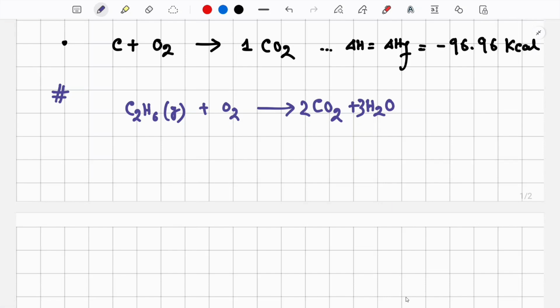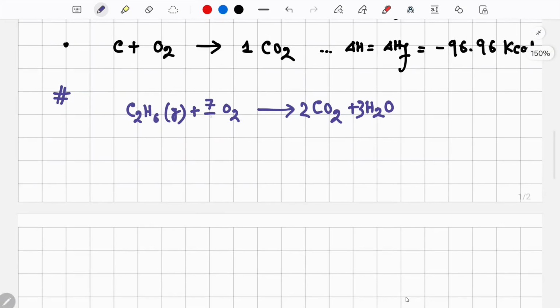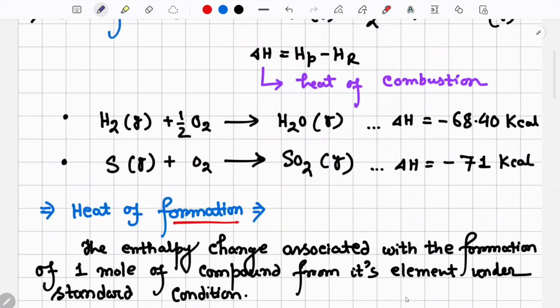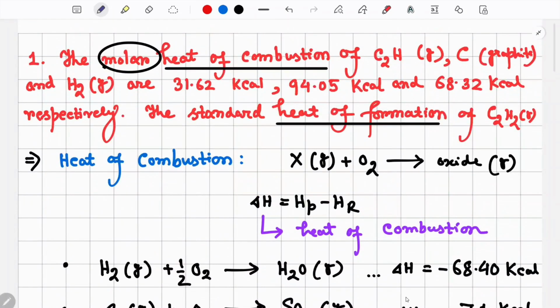No, it should be 5 by 2 or 7 by 2? Okay, 7/2. 7 by 2. I think this is a print typo here. Yes, it's C2H6, not C6. Okay, sorry.